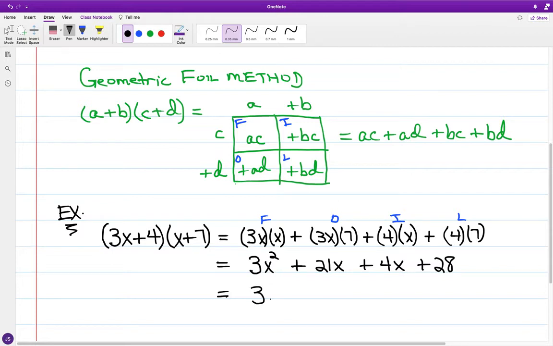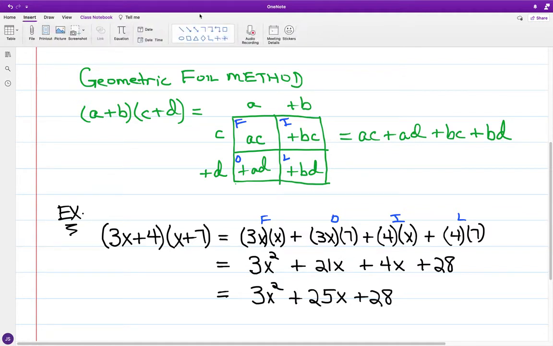If you notice, you have 3x squared, the standalone x squared term. But for just x, first order with no raised power, we have 21x and 4x, and these are what are referred to as like terms, so they can be added together. Thus 21x plus 4x forms 25x. And then at the end we have 28. That would be the resulting product in this case.